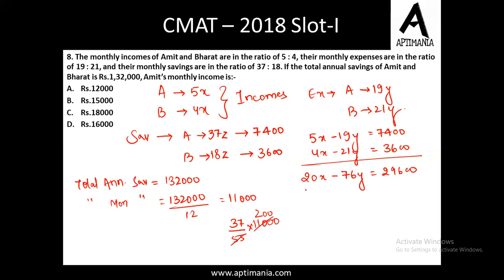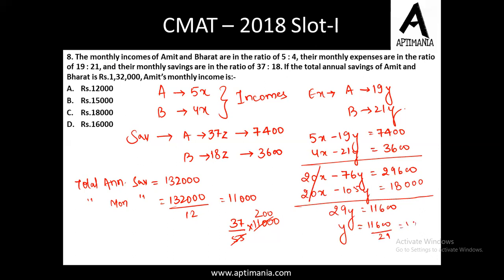Multiplying the second equation by 5, I'll have 20x minus 105y equal to, multiplying 3600 by 5, 18000. Right? So in case I'm going to subtract the two equations, 20x and 20x will get cancelled out. This will be minus 76y plus 105y, that will be 29y, equal to, if I'm subtracting the two, 11600, right? So y will be equal to 11600 upon 29, which is equal to 400.